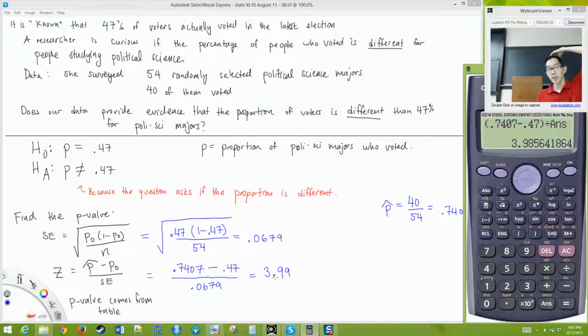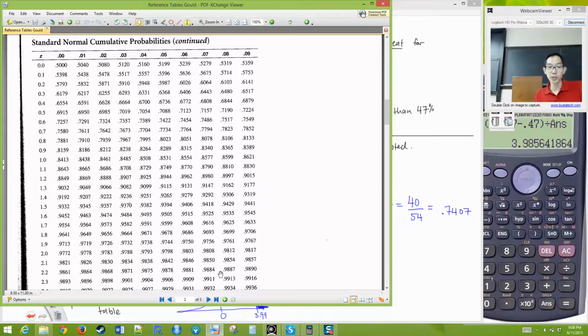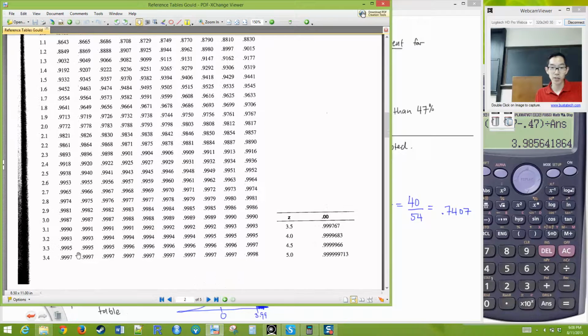So we're going to look this up here. 3.99, we're going to go to our table. If you check your notes, when you have a not equal sign in the alternative hypothesis, what you do is 2 times the tail area, or 2 times the area away from 0. We're at 0, we're going to go to 3.99, and we're going to take this area and multiply it by 2. So let's go to our table and look up 3.99.